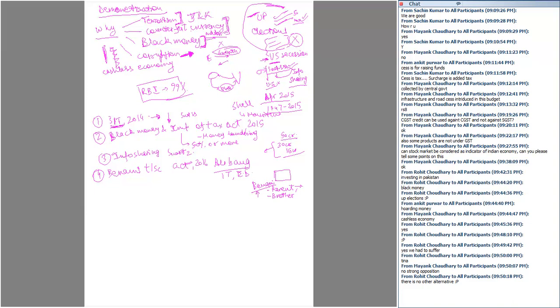Once a particular property has been declared as a Benami property, it can be attached by the government. The government can take it over. So this Act is in a way very draconian because of its overarching or overpowering nature, that it can actually go and take up any property whichever it wants, and it's very arbitrarily defined. What exactly does Benami property mean? What exactly does a Benami transaction mean? It is very openly defined.